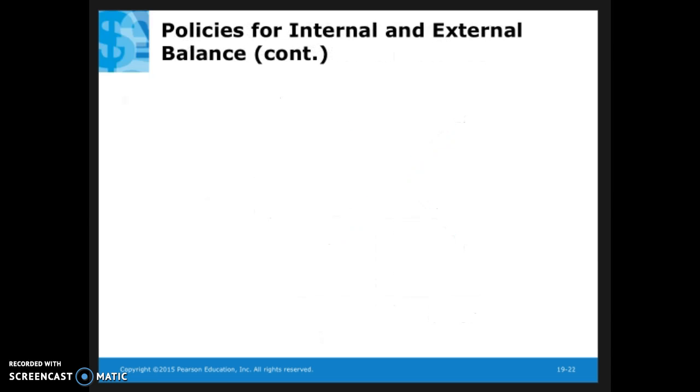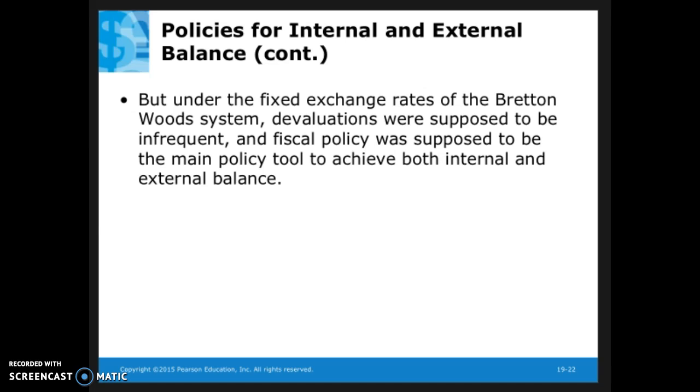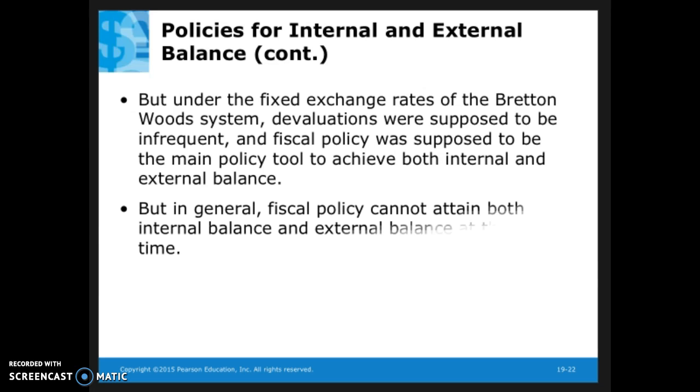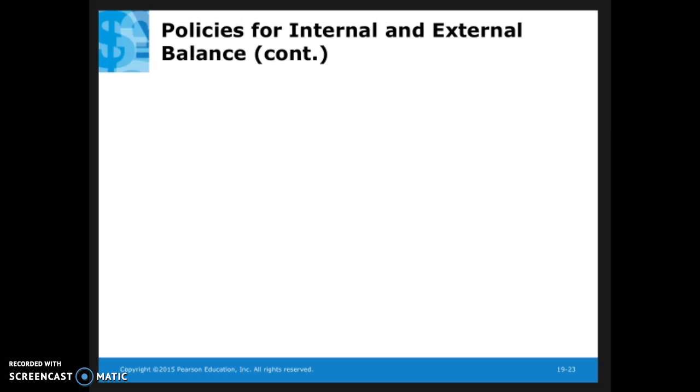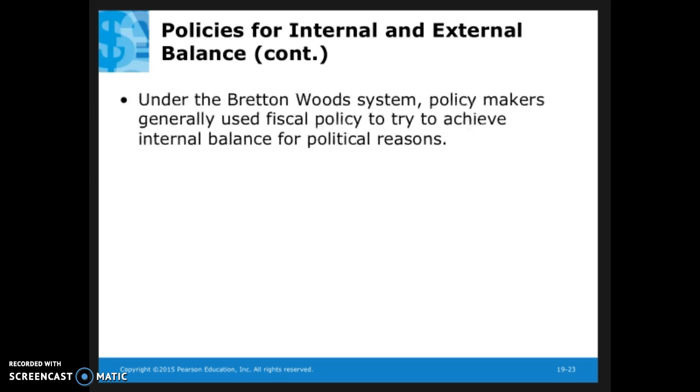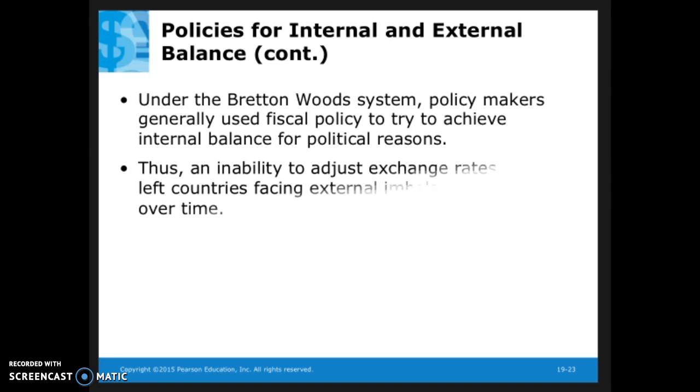So we have some policies for internal and external balance. In general, fiscal policy cannot attain both internal and external balance at the same time. A devaluation can attain this, though. Under Bretton Woods, fiscal policy was the main force that they tried to use to achieve internal balance. This was because of political reasons.